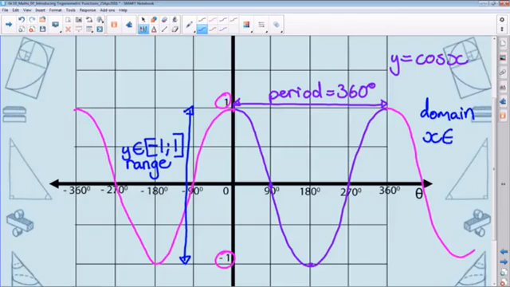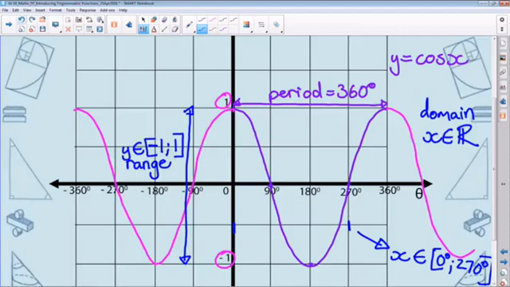If I had been asked to only draw from, let's say, 0 to 270 degrees, then the question would have said only draw for x between 0, so we're including 0, and we're including 270 degrees. And that would mean that I would stop my graph over there. But I'm not going to do that now, so let's just get rid of that. Oh, put my bracket back in.